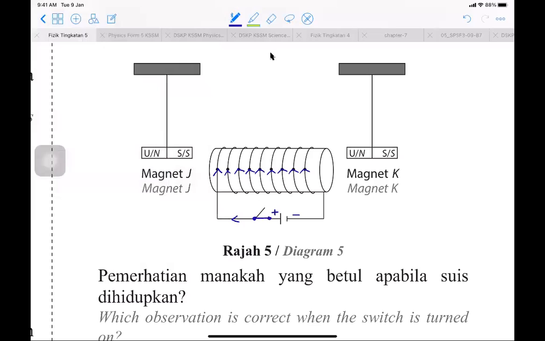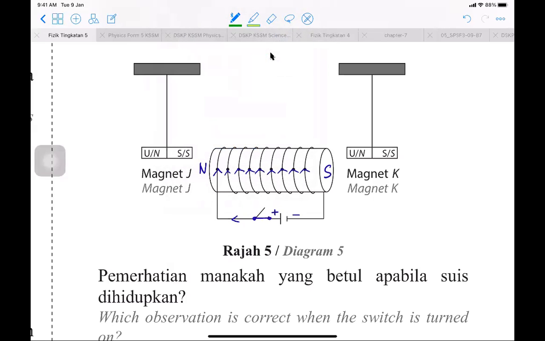Okay, so now your other fingers are pointing upwards. So your thumb should be pointing to the left, indicating the direction of North Pole. So maksudnya this side here, it should be North Pole. And on this part here, it should be South Pole. South Pole kan? So, what will happen to magnet J?